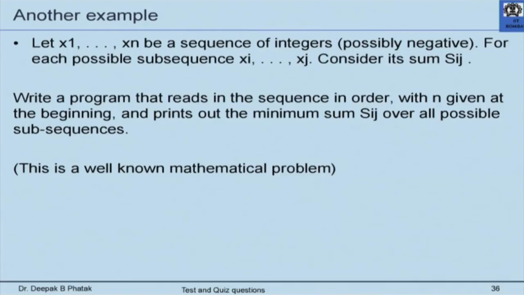Here is another example which is a slightly harder problem. If x1, x2, ..., xn is a sequence of integers, possibly negative, then for each possible sequence xi, xi+1, etc., xj, consider its sum called Sij. Now write a program that reads in the sequence in order with n given at the beginning and prints out the minimum sum Sij over all possible subsequences. This is a well-known mathematical problem.